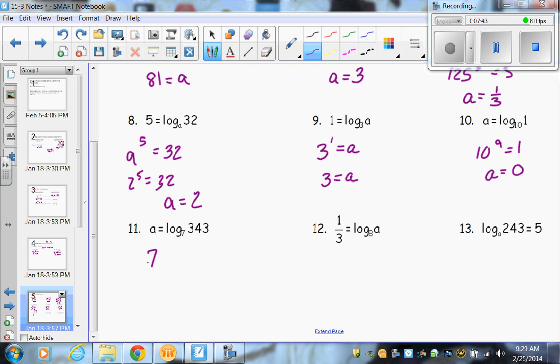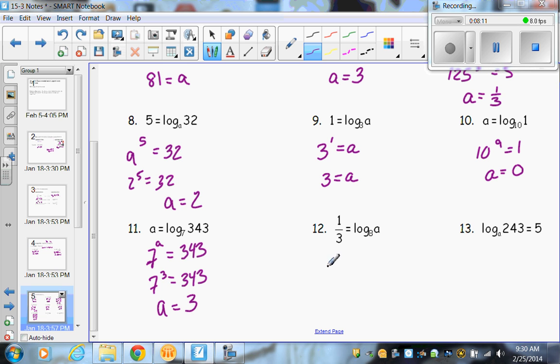Number 11, you would have 7 to the a equals 343. So again, I'm going to start checking in my calculator, 7 squared, 7 cubed, 7 to the 4th, so forth. And you will get that 7 cubed is equal to 343. So that tells me that a equals 3.